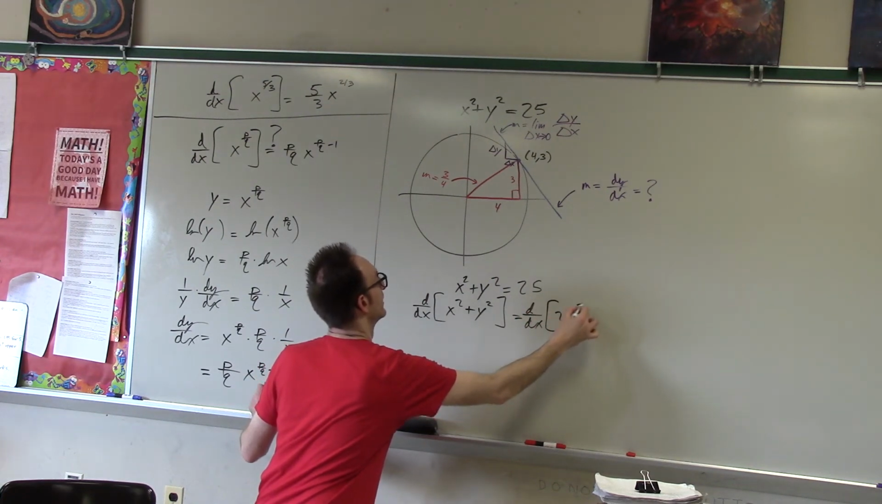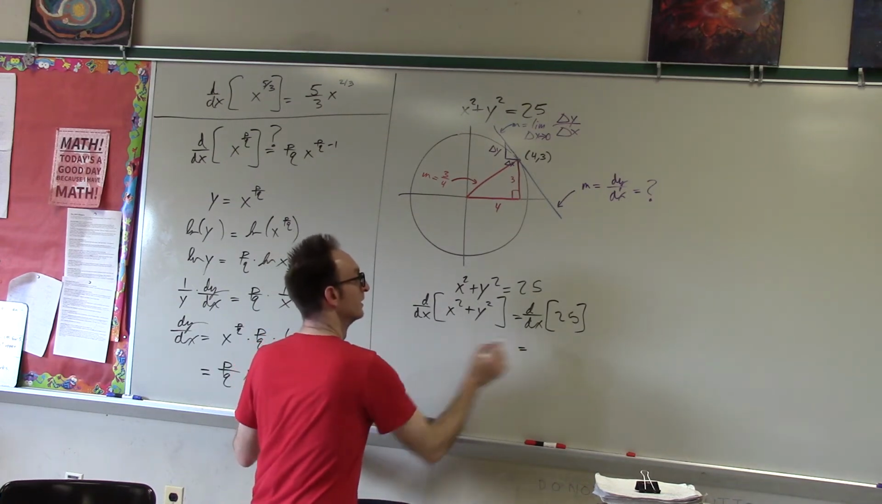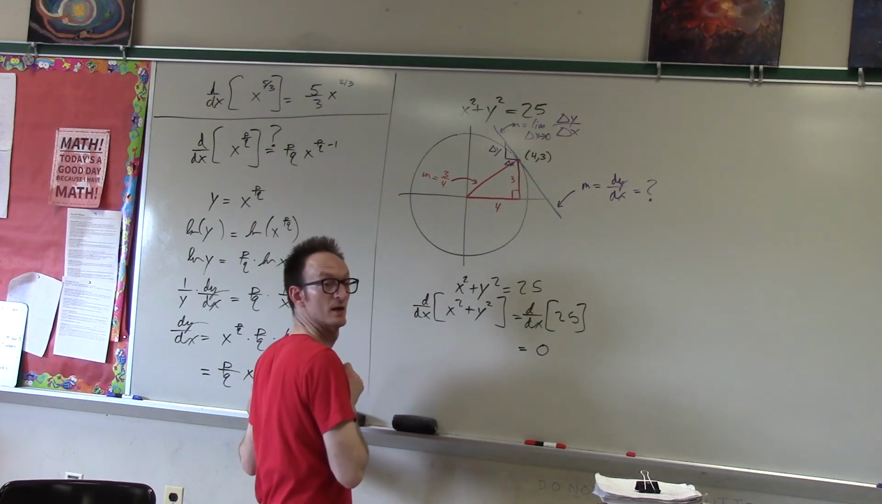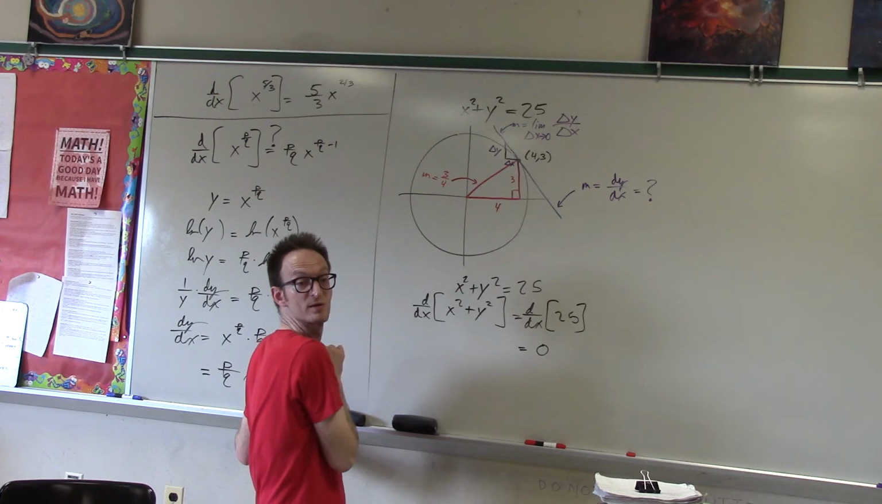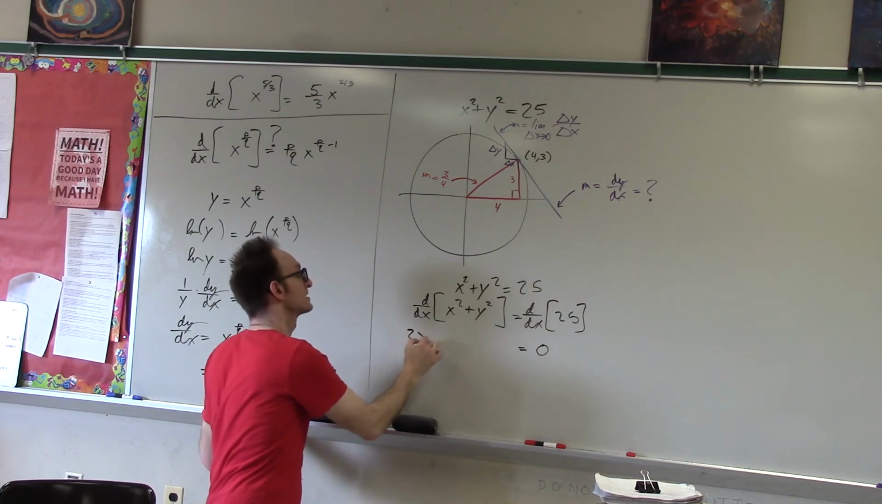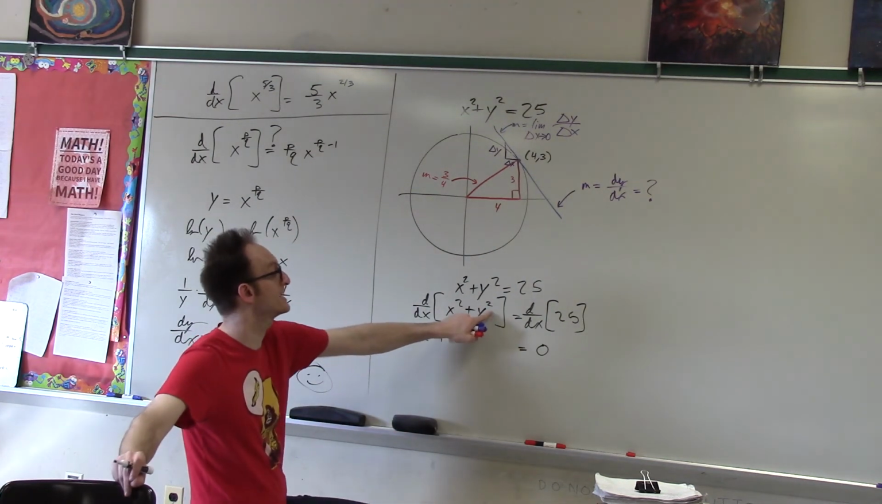Sure you are. Okay, what do you get on the right-hand side? 0. You definitely get 0. What do you get on the left-hand side? I have to differentiate two things. They're being added, so we just differentiate them one at a time. What's the derivative of x squared? 2x. Okay, moment of truth. What is the derivative of y squared?